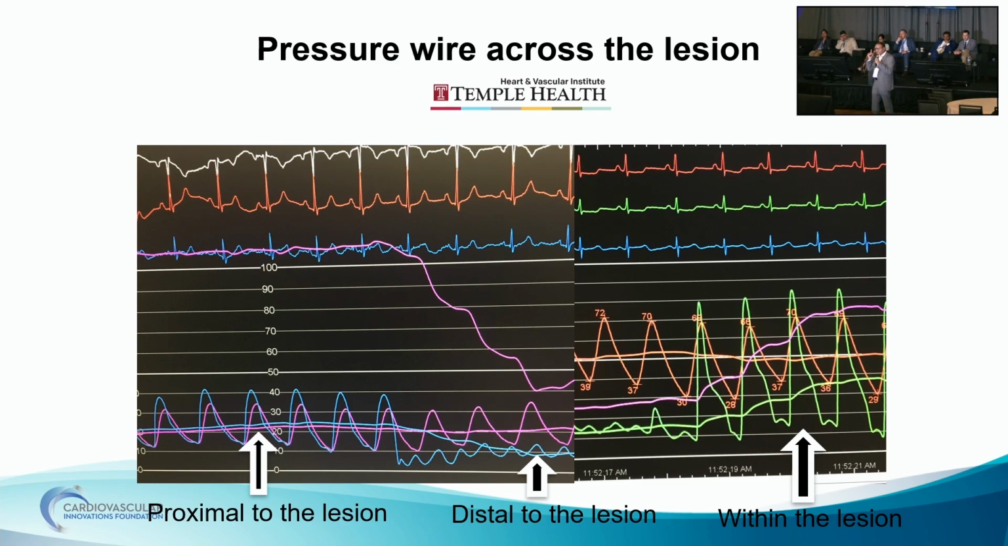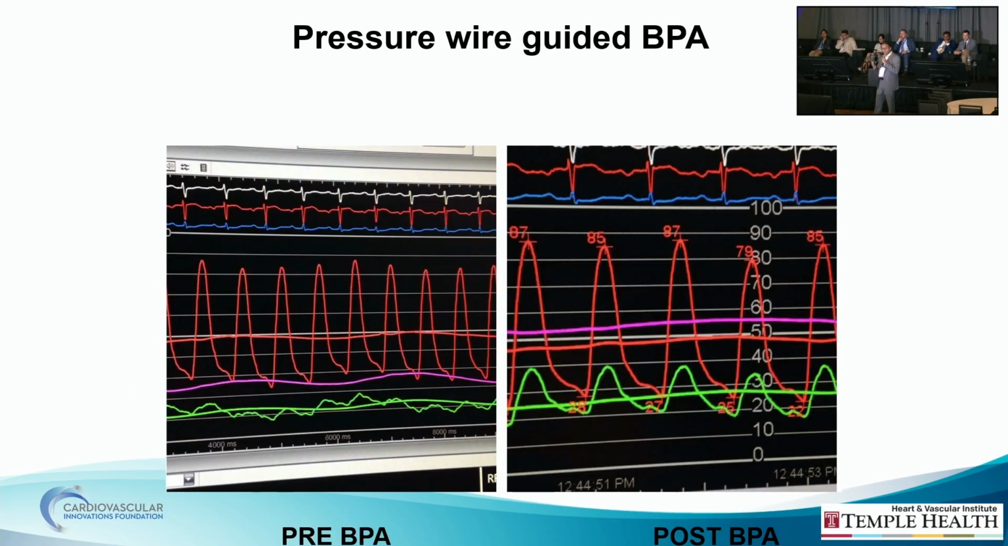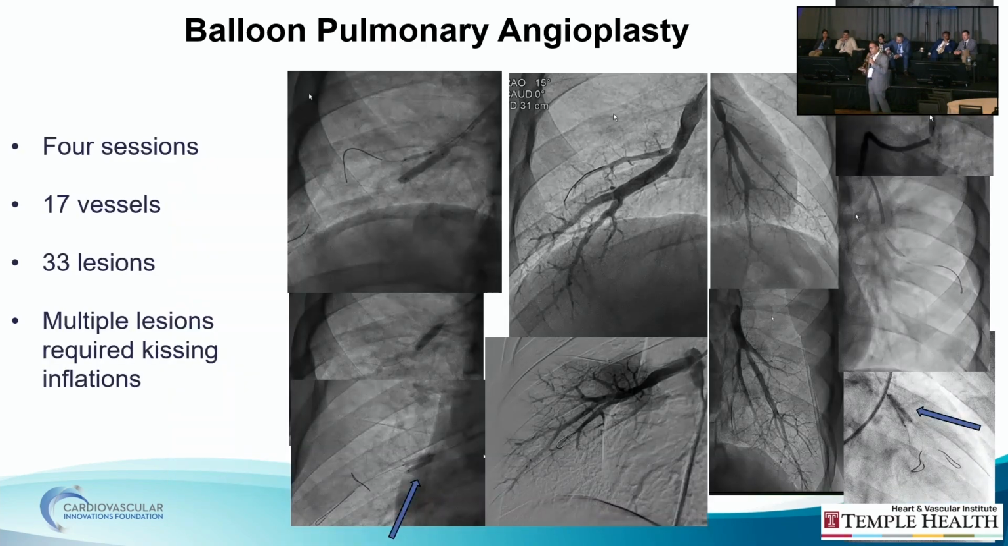So it exactly identifies where your lesion is and where you have to dilate that vessel. And your goal of dilating this vessel is to restore pulsatile flow. But don't normalize the pressure to the proximal pressure. You just want to leave the distal pressure less than 35 millimeters of mercury mean, because otherwise the risk of reperfusion pulmonary edema is significantly high. And that's what we did in this patient.